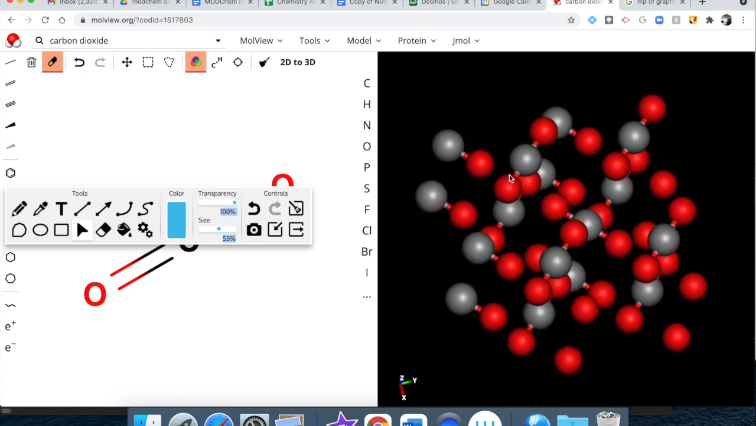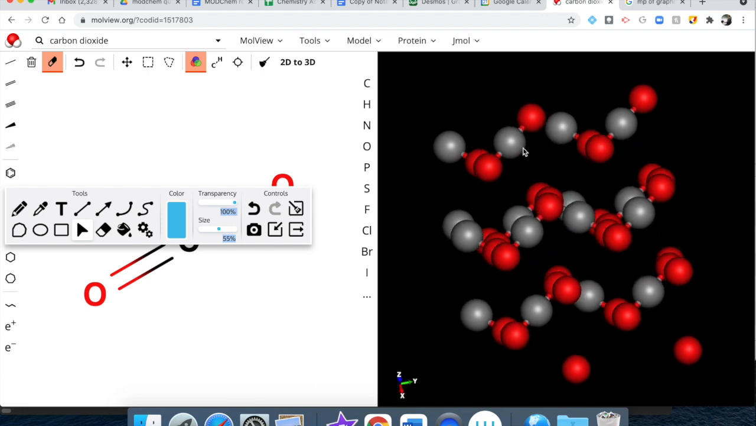The interactions within the molecules are strong. They're covalent bonds. So to make carbon dioxide into carbon and oxygen, that would require a lot of energy. But to pull one carbon dioxide molecule, like this one, let's say, away from this other carbon dioxide molecule, like this one here, that would require much less energy. And so lots of these things have very low melting points. Carbon dioxide is a good example.